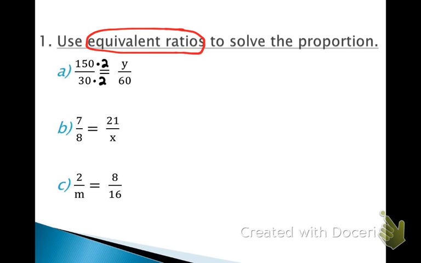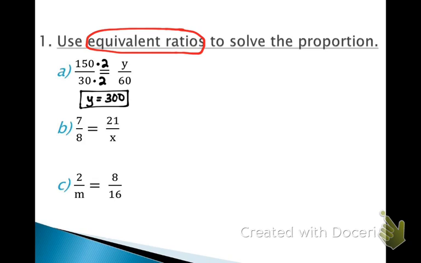So we know that 30 times 2 equals 60. Now we know 150 times 2 equals what? 300. So directly underneath it, all you're going to do is write y equals 300. And that's your answer.